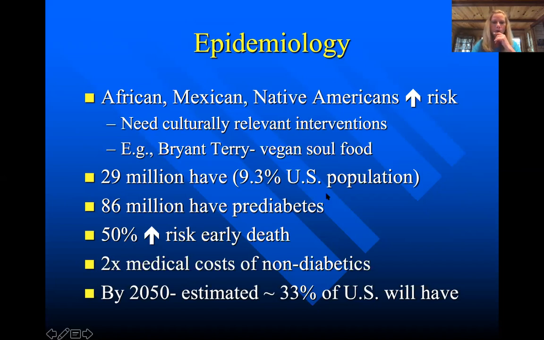And this, I want you to realize that we're at 9.3% now. By 2050, because of the projections, this increase in incidence and increase in prevalence, we expect by 2050, 1/3 of the US population will have diabetes.